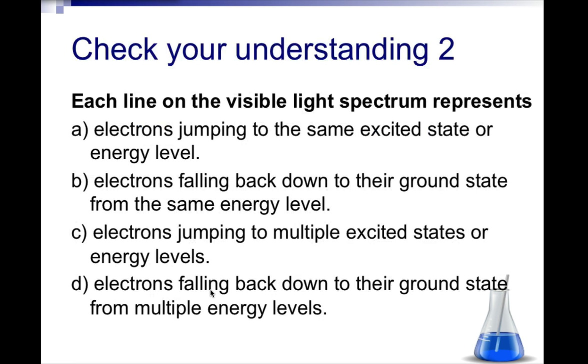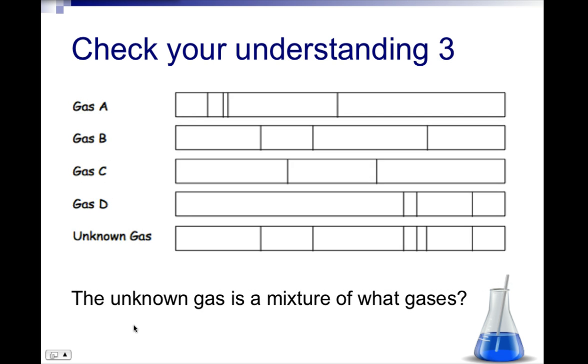So let's check some understanding. Each line on the visible line spectrum represents which: electrons jumping to the same excited state or energy level, electrons falling back down to the ground state from the same energy level, electrons jumping to multiple excited states or energy levels, or electrons falling back down to their ground state from multiple energy levels? Keep in mind, we learned that to get light, electrons need to fall back down to their ground state. The color we get depends on how many energy levels it must fall to get back to its ground state.